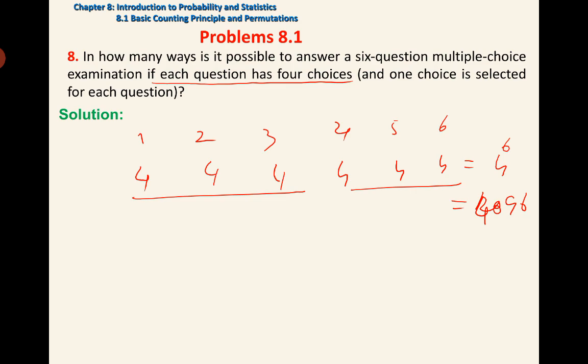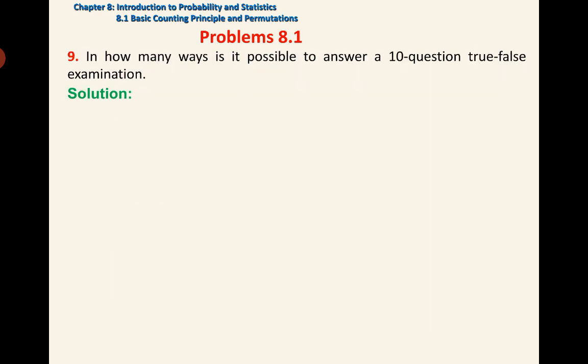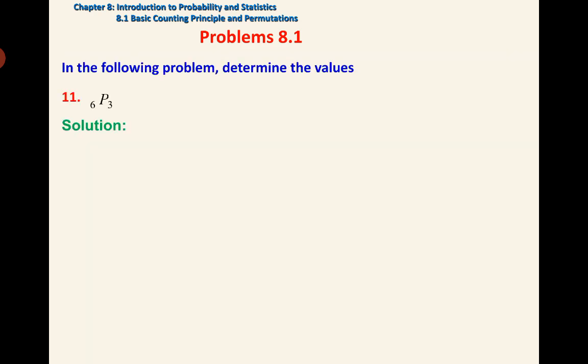You can draw the tree if you want to check. The first answer will be any of the 4 from everything. Again a 4 will come from every branch. Again 4 from every one, again 4 branches. It will go like this. Okay. In how many ways is it possible to answer a 10 question true false test? You try the similar way. You try this one. It's very simple.